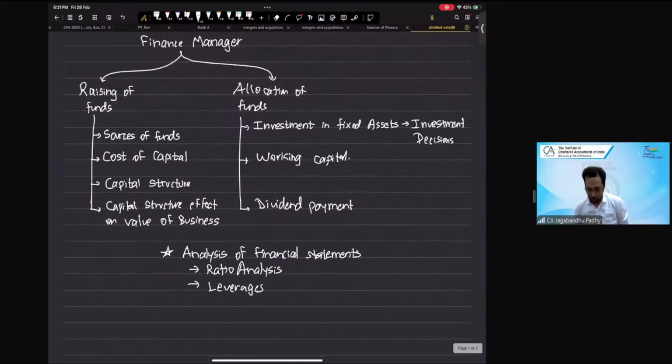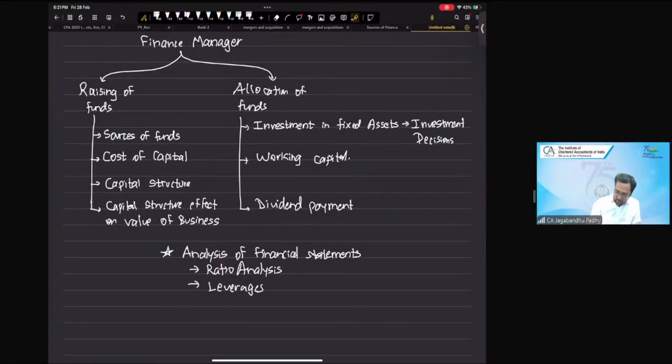Working capital is basically investment into the current assets that you are making, like how much stock you should keep, how much credit period should be given to the debtors, and how much credit period should be availed from the creditors. All those are your working capital management decisions. Can capital structure come under allocation of funds? No, capital structure cannot, because capital structure is deciding how much debt, how much equity, and how much preference share capital is to be raised.